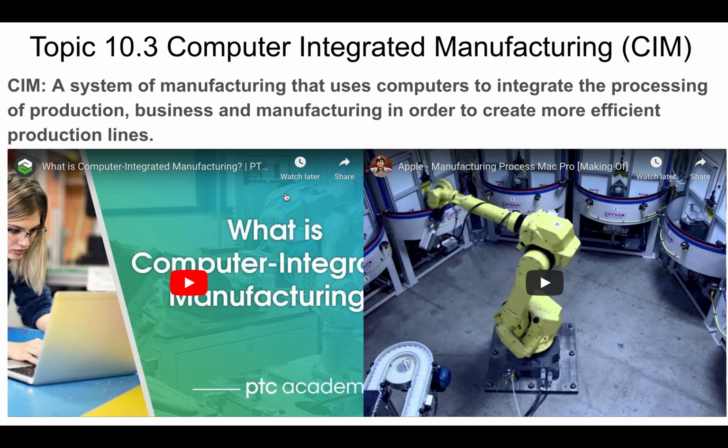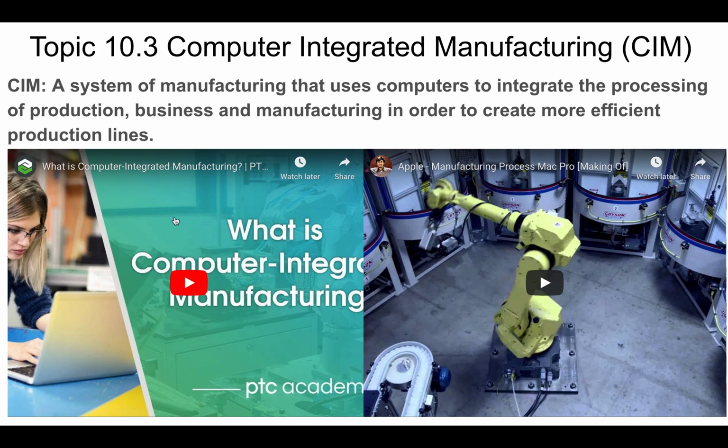But in the big scheme of things, it's essentially trying to integrate computers into the entire manufacturing process. So this is from design through procurement of raw materials into the manufacture of a product and finally into distribution of it. So all the way through the entire product production line.